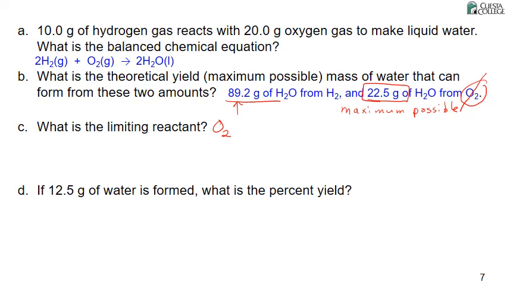So in this particular case, if for some reason only 12.5 grams of water were recovered, one could calculate the percent yield for this reaction. Simply take the 12.5 grams obtained and divide it by the 22.5 grams that's maximum or theoretically possible.